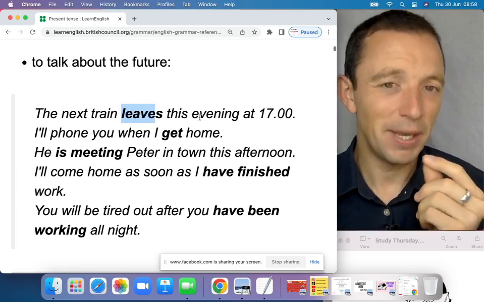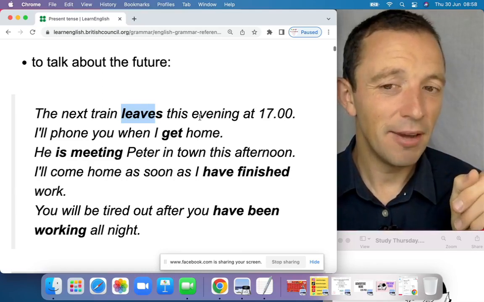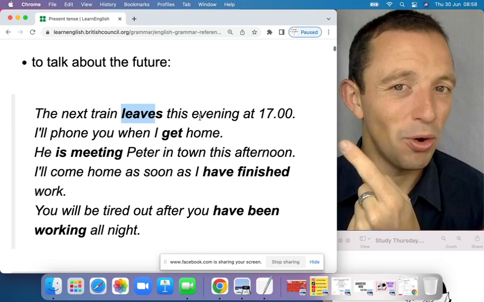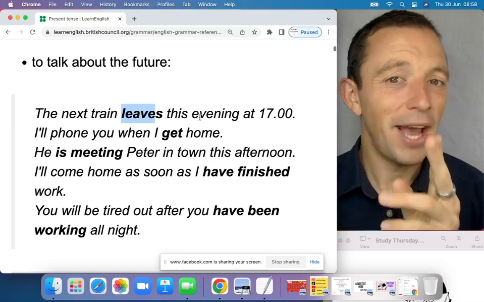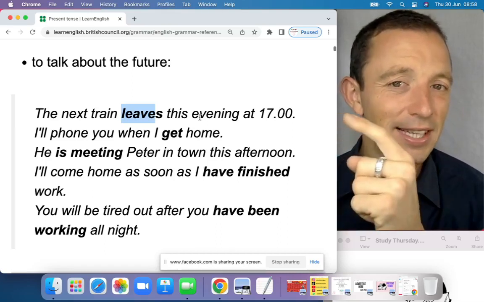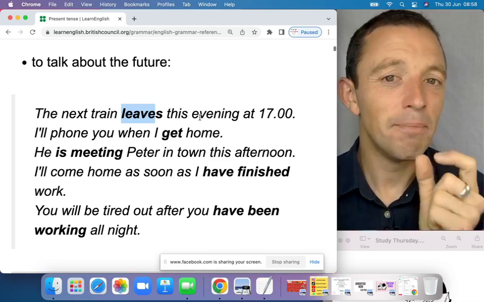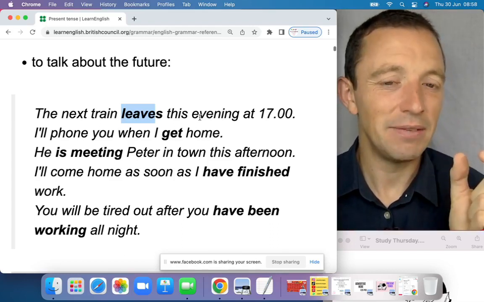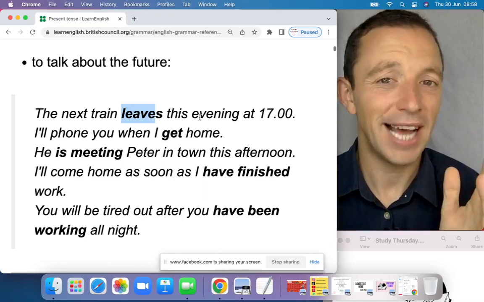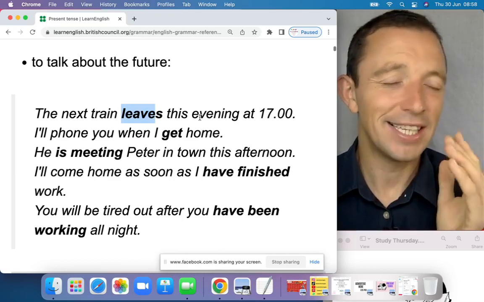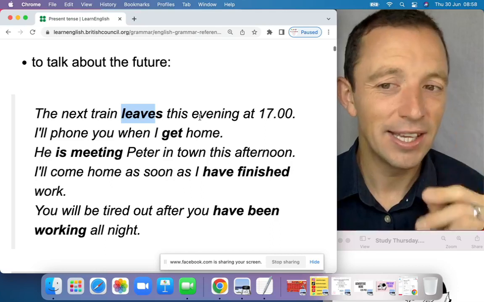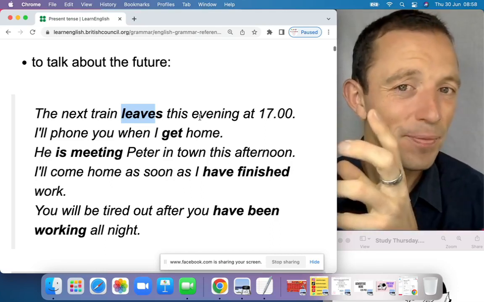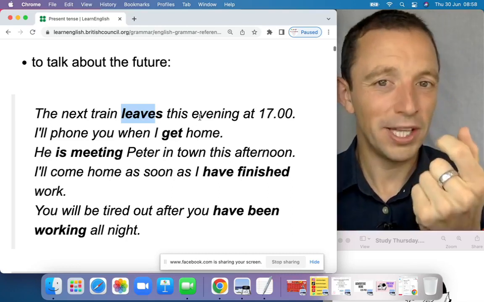This is speaking about the future, but the form is the present, and obviously this is important. The other way to express this sentence is the modal verb will. The next train will leave this evening at 5 p.m. and that is perfect as well. So that is 2 possible ways to express the future, in the present form or the modal will.